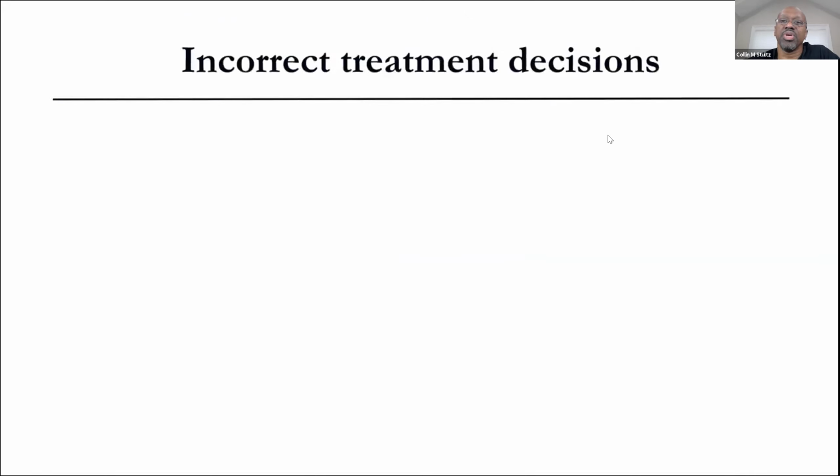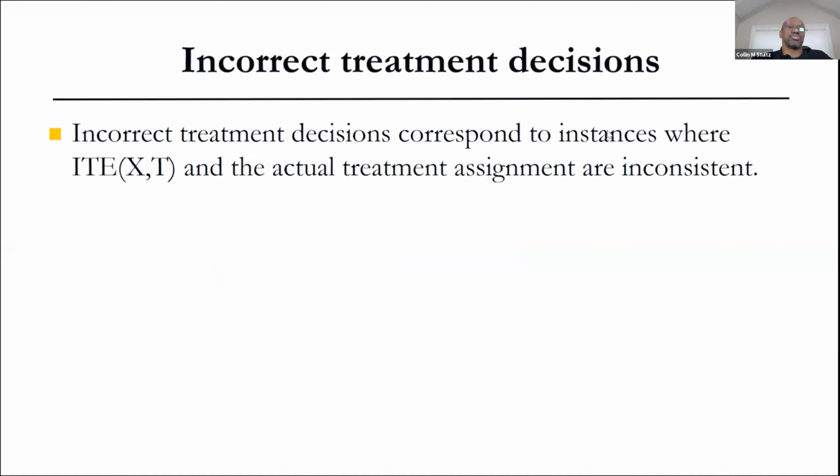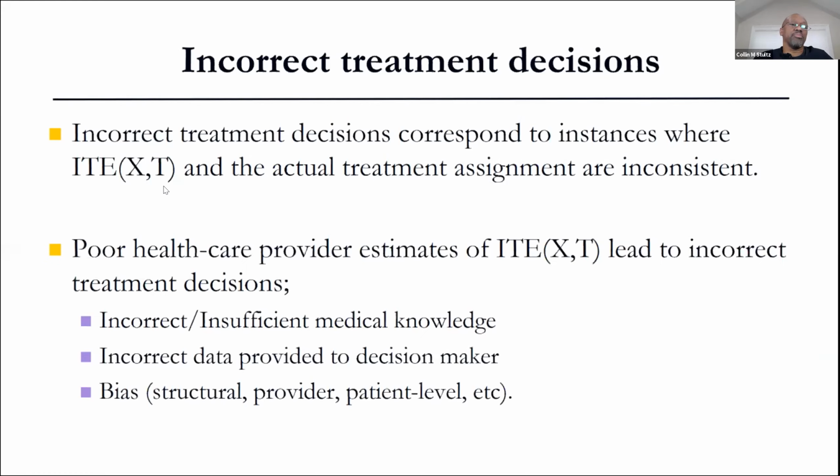So phrasing it like that, we can be a little bit more precise about what an incorrect treatment decision is. An incorrect treatment decision corresponds to instances where the physician's estimation of the individual treatment effect is inconsistent with what she does. So if the individual treatment effect suggests that the therapy is appropriate, and then the therapy is not given, then that's an incorrect treatment decision. So poor provider estimates of the individual treatment effect lead to incorrect treatment decisions.